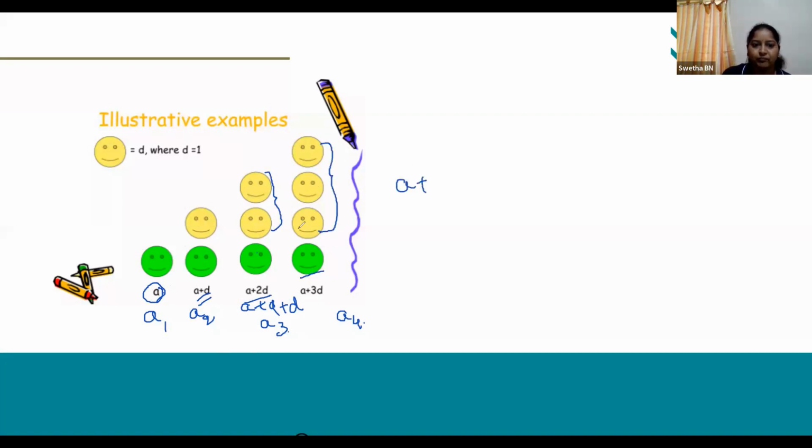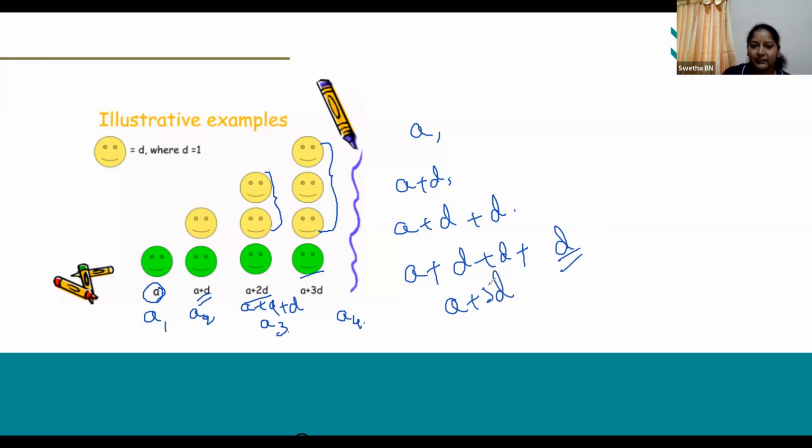Or you can say, the first term is A. The second is A plus D. For the third term, you are going to add one more D: A plus D plus D. For the fourth, we are going to add one more D. So it is A plus 3D.